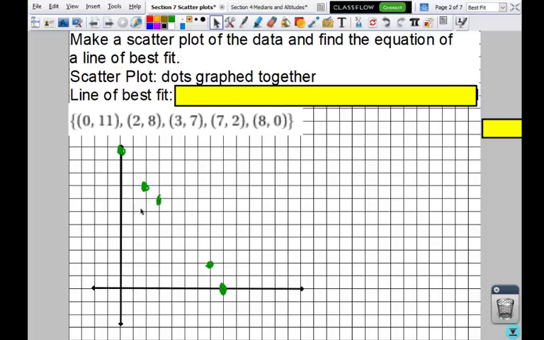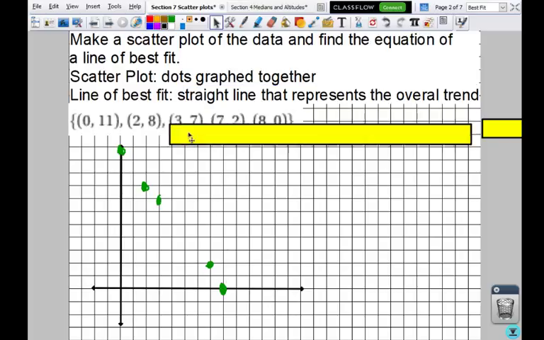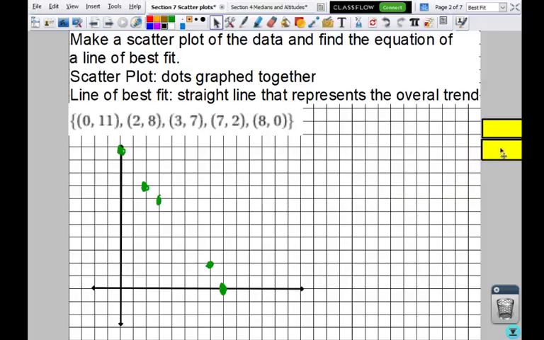So, a line of best fit, which is what we're going to make in just a second, is a straight line that represents your overall trend. Sometimes I call this a trend line instead of line of best fit. Sometimes I will say trend line. It means the same thing, and I go back and forth sometimes. I don't know why.